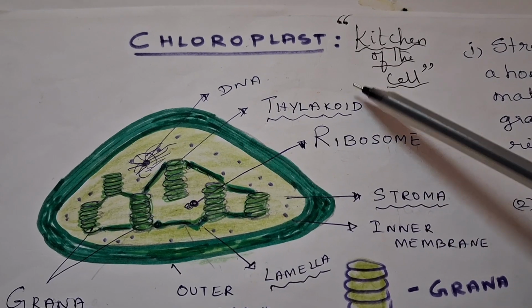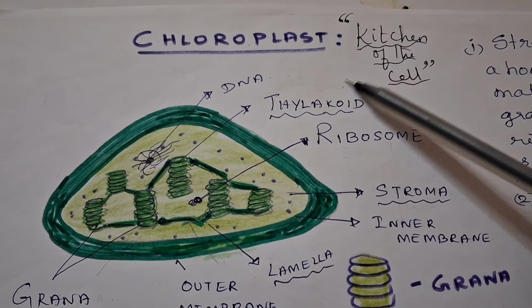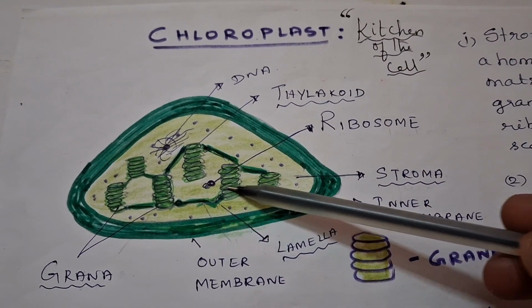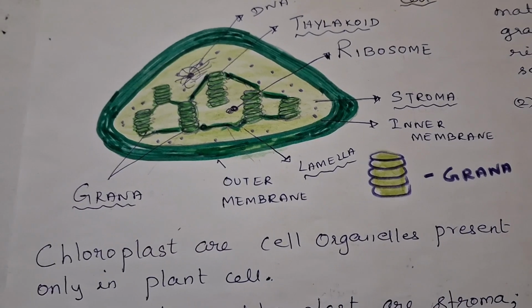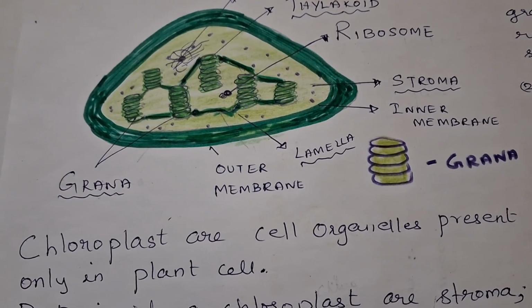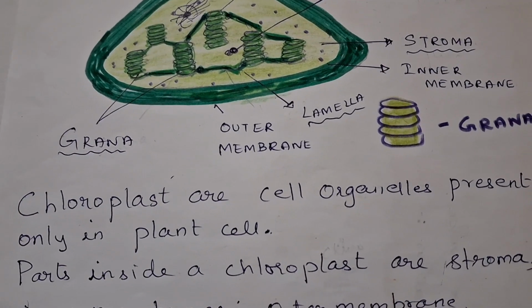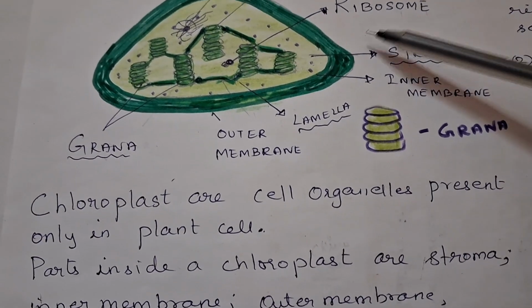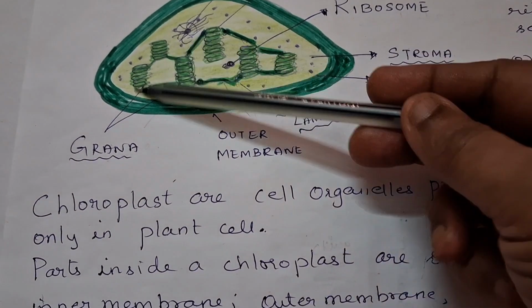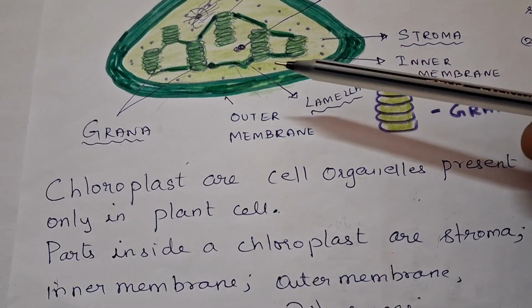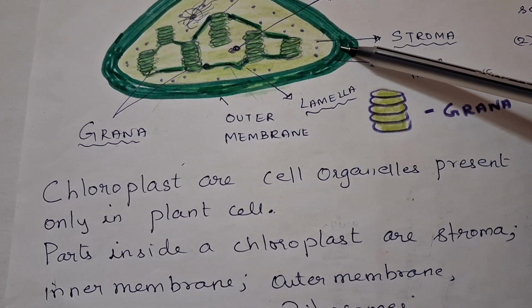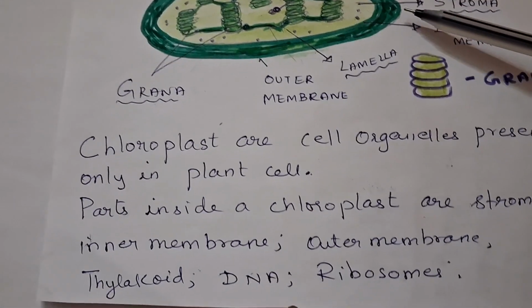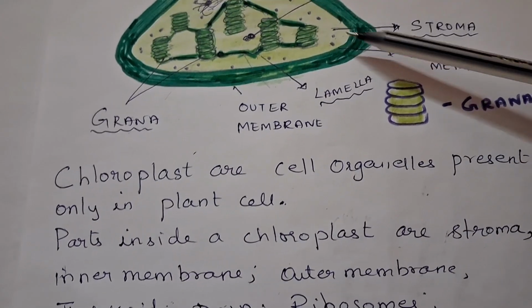Chloroplast, also known as the kitchen of the cell. It is present only in the plant cell. So chloroplast, a cell organelle, is present only in the plant cell. Parts inside the chloroplast are stroma. The stroma is here, the whole thing is the stroma, and the inner membrane and the outer membrane. Then you find thylakoids, DNA and ribosomes.